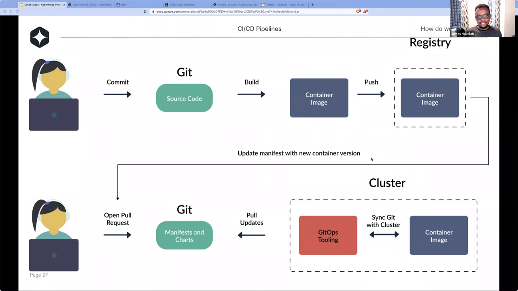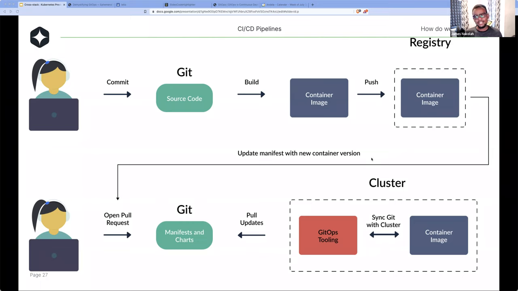And now GitOps tooling, and a very common example is Argo CD, is going to basically pull that Git infrastructure repository. And once we have any updates done to it, we are going to use the GitOps tooling to pull. Now, instead of us pushing into the cluster, the GitOps tool is deployed into the cluster and it's going to pull the new configuration and apply it into the cluster.